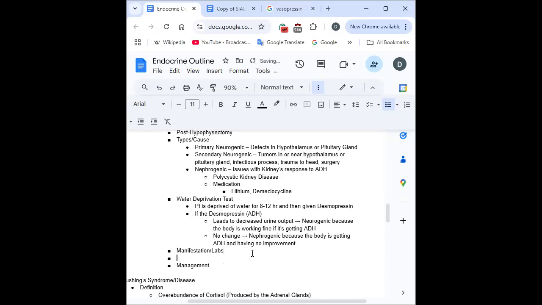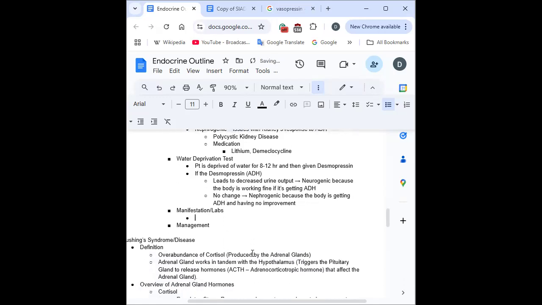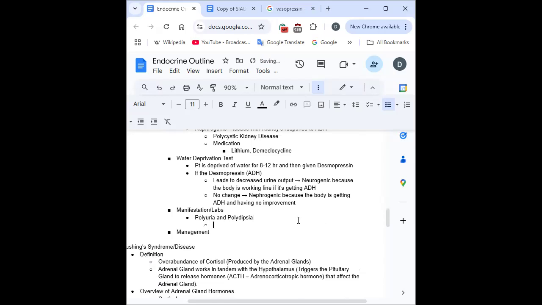Now, what are some labs and manifestations? What are some signs and symptoms? I can go ahead and type this one because we've been talking about it for so long. It's the polyuria, and we can put polydipsia there too. If you're constantly peeing, you're also going to be constantly thirsty. There are some parameters that I'll include, but otherwise, you guys can start listing what you remember. We'll talk about it.